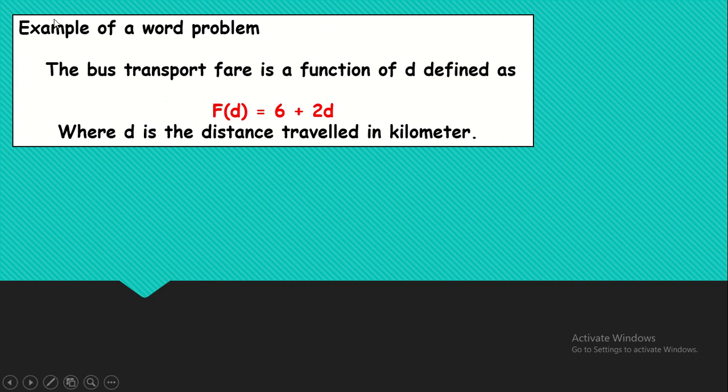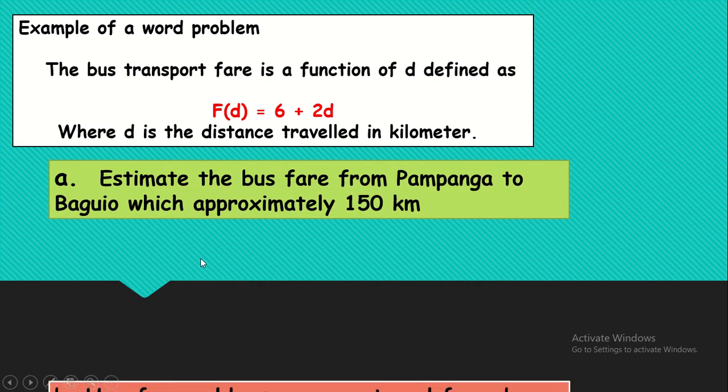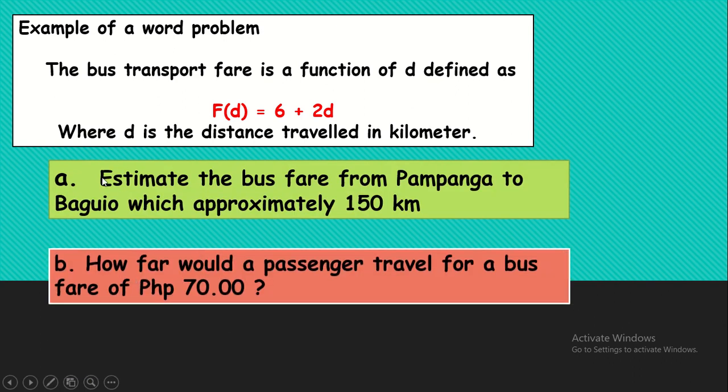Next, we have this example of a word problem. This is a bus transport fare. This is a function of d, defined as f(d) = 6 + 2d, where d is the distance traveled in kilometers. So we have two problems. The first one is to estimate the bus fare from Pampanga to Baguio, which is approximately 150 kilometers. While letter B: how far would a passenger travel for a bus fare of 70 pesos?